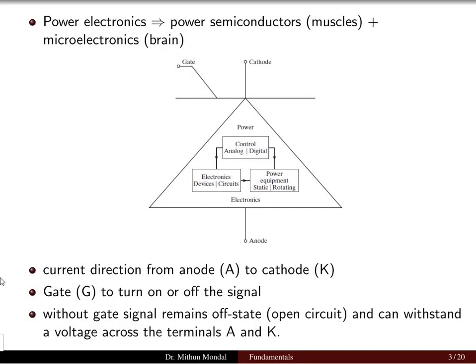If you do not have the gate signal, meaning the gate signal is not there and the device remains in the off state, which is thought of as an open circuit, then it can withstand a voltage across the terminals, anode to cathode. So whatever the potential is from anode to cathode, it will be withstood when the gate is open circuited.